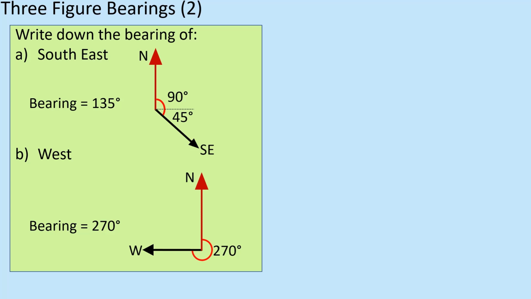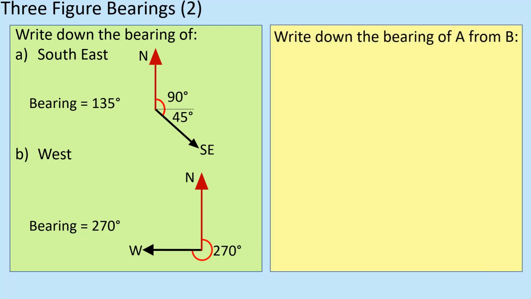All right, west. And again, the idea of thinking, well, telling someone they're traveling west, it's a bearing of 270. And as soon as you say a bearing, they'll understand that it's north, clockwise, and all the way around. Right, so write down the bearing of A from B.